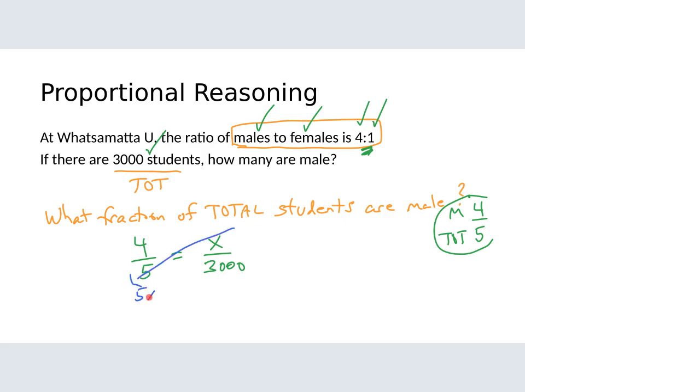X times 5 is 5x. 4 times 3,000 is 12,000. Divide both sides by 5. And there's 2,400 male students.